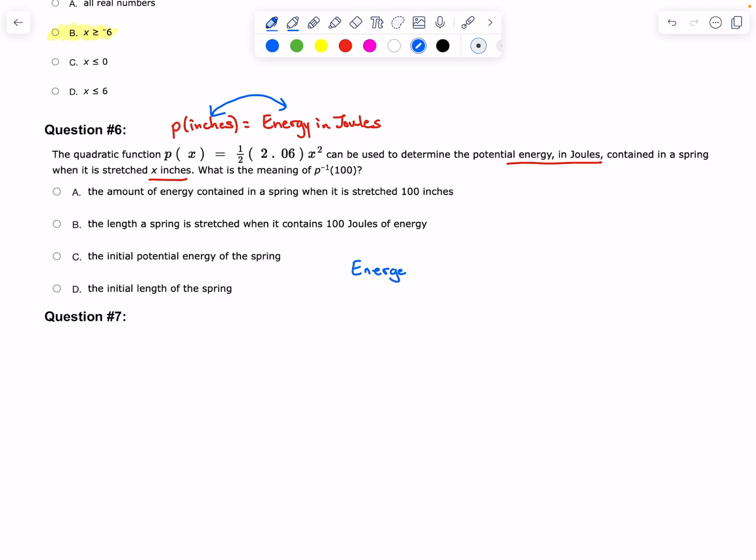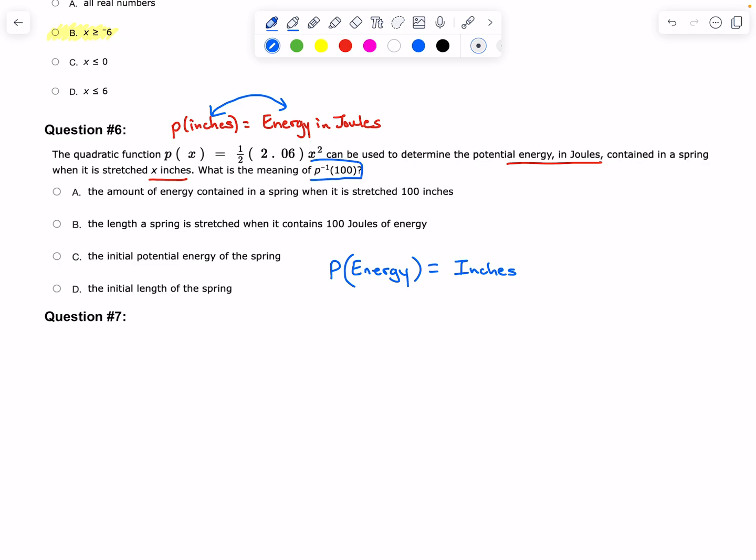I keep misspelling that word. I apologize. Energy, a very basic way to think of it is P of energy equals inches. You're switching the x and the y very literally, and then look at what they've given you.